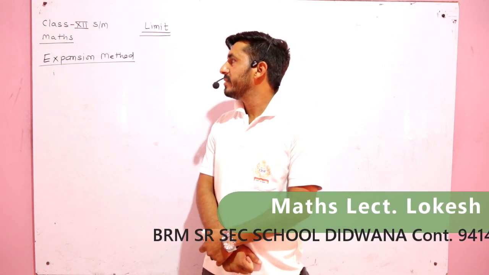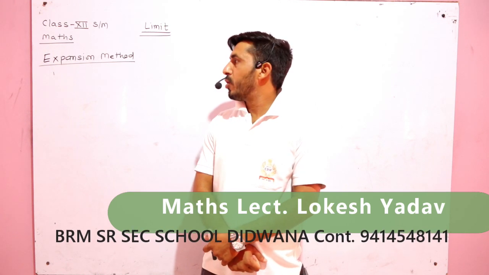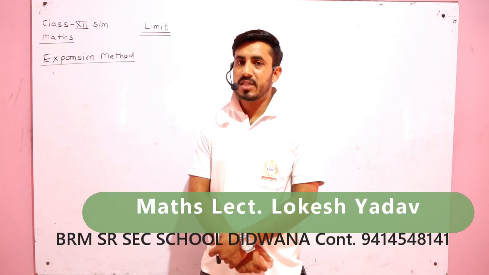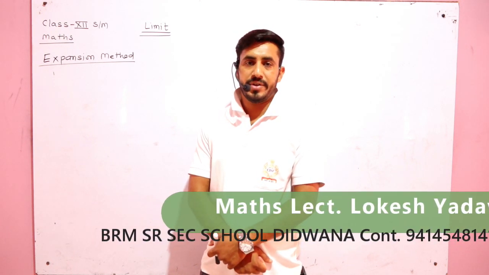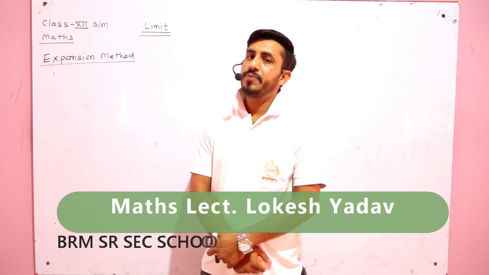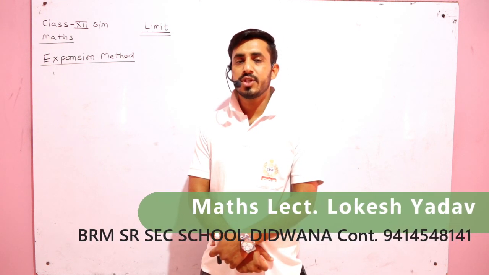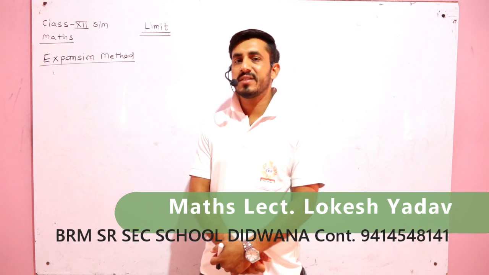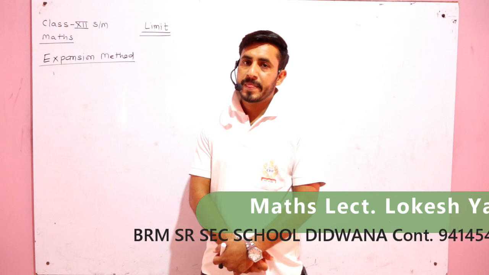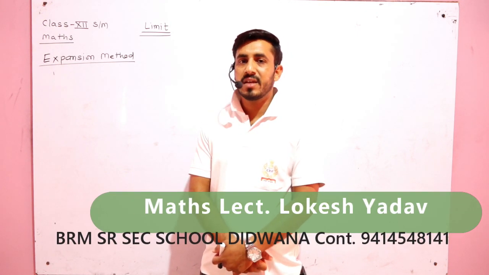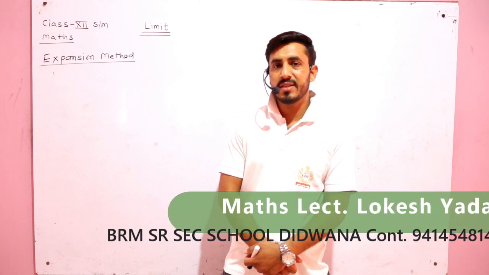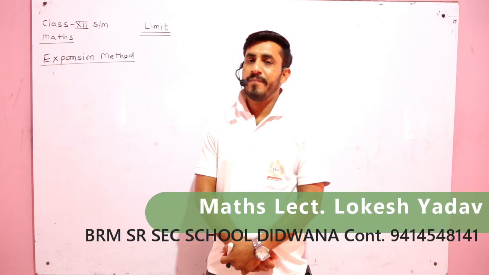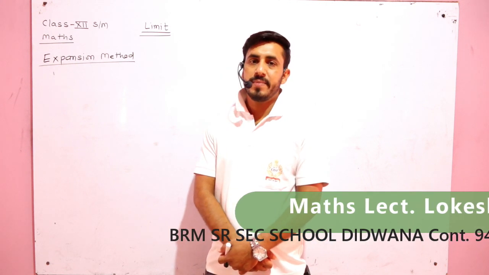When can we use this method? We know the most important or most used method is the substitution method, where we directly substitute the value in the function and we get the value of the limit. But if the substitution method is not working, it means the substitution method has failed. Then we will use another method. The other methods are factorization method, rationalization or double rationalization method, expansion method, x tends to infinity method, simplification method, and L'Hospital rule. Today we are talking about the expansion method.